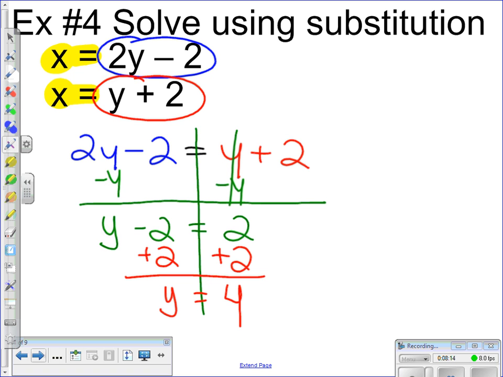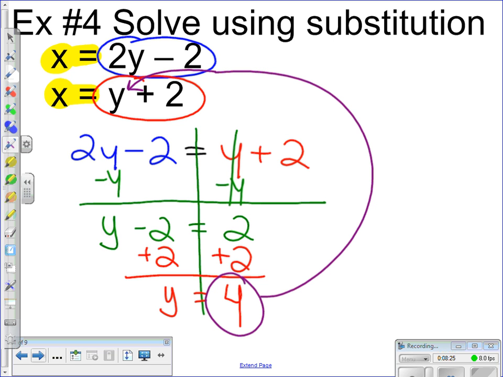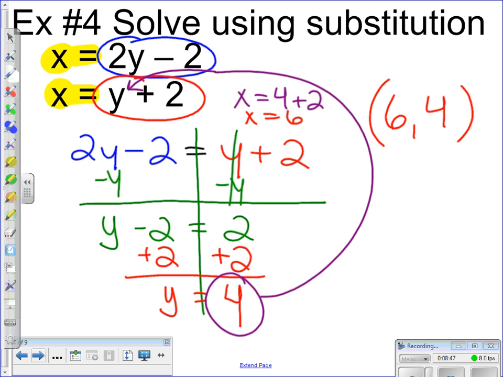Again, don't stop there. Take that 4 and plug it back in. But wait, which one do you plug it into? It doesn't matter. Plug it into the one you think is easier to do. I think it's easy just to add 2, so I'm going to use the second one. X equals 4 plus 2. 4 plus 2 is? That's right, 6. So x equals 6, y equals 4, so we write our answer 6, 4. Go ahead and pause before we do the next one.